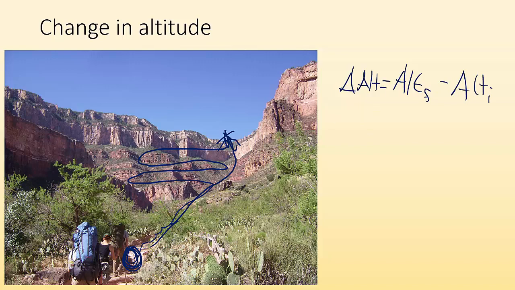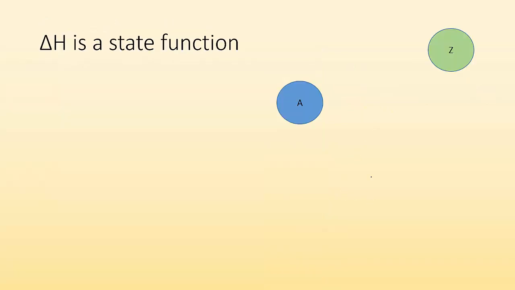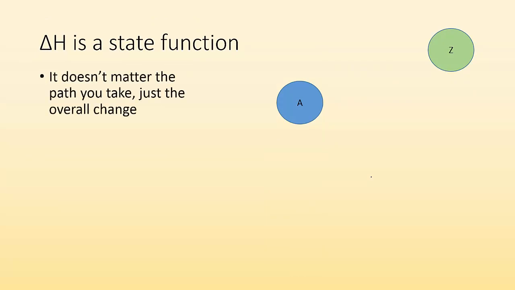So it doesn't matter what route I took. If I took the curvy route or if I went just straight up the mountain, it doesn't matter how I got there. It just matters where I started and where I ended. It depends on the state, where I'm at. That's all that matters. So delta H is a state function in the same way. It doesn't matter the path you take. It just matters the overall change.